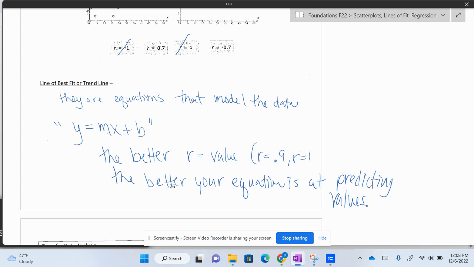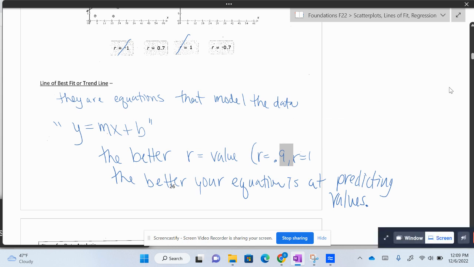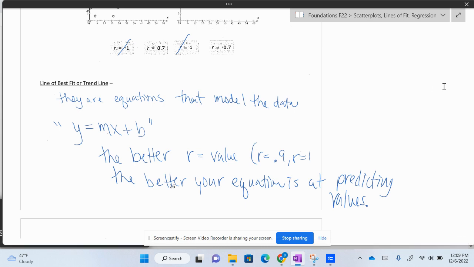So scatter plots are used a ton in business. So think about like marketing or sales. What's your guys' favorite restaurant? Olive Garden. Okay, let's talk about Olive Garden.